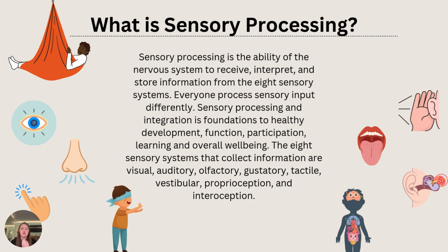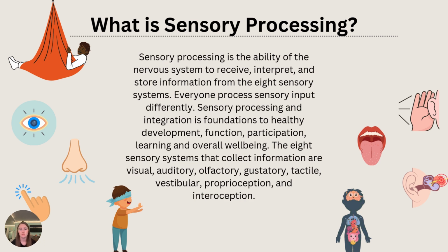So, sensory processing is the ability of the nervous system to receive, interpret, and store information from 8 sensory systems. Everyone processes sensory input differently. Sensory processing and integration is foundational to healthy development, function, participation, learning, and overall well being. There are 8 sensory systems that collect information for sensory processing. They are visual, auditory, olfactory, gustatory, tactile, vestibular, proprioception, and interoception.